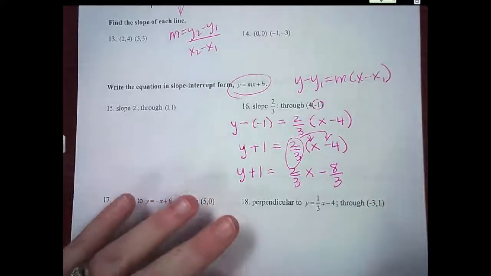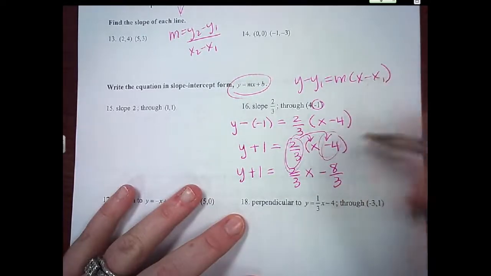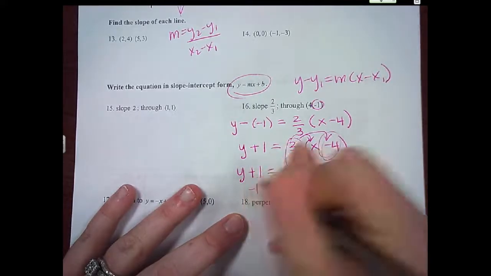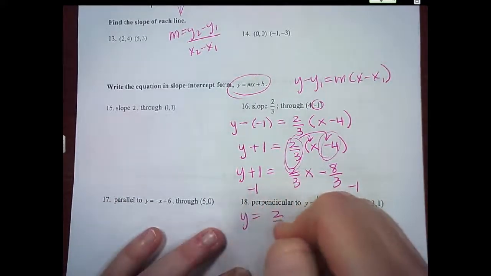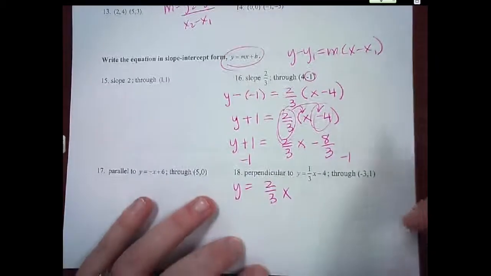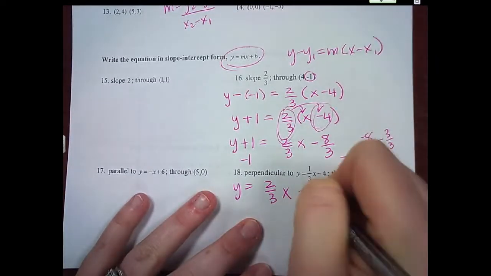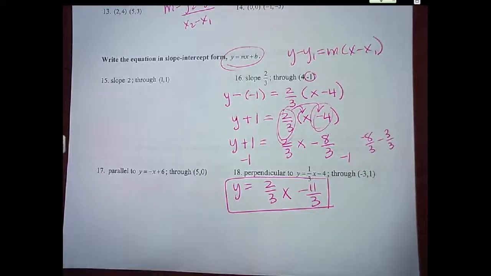Remember, you have a calculator in front of you. Be careful when you put this in. It's a 2/3 times a negative 4, which is a negative 8/3. Then I want to get y by itself, so I subtract 1. So y equals 2/3 x, and then this is negative 8/3 minus 11/3. Okay, we leave our answers in fractions, no decimals. Fractions are exact, decimals are not.